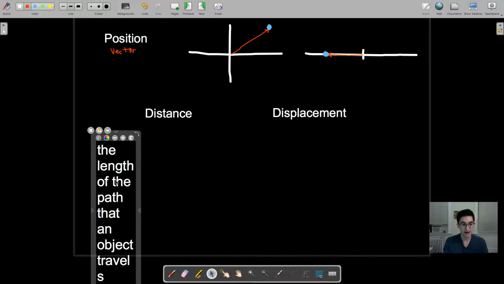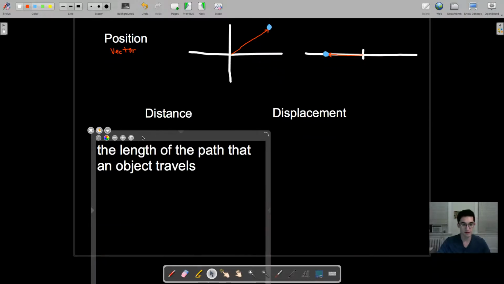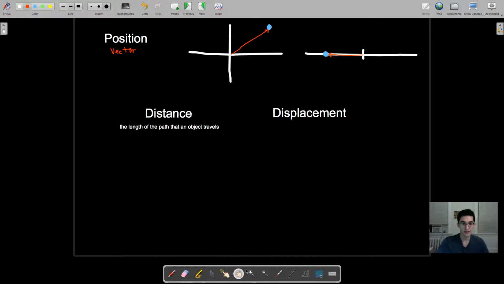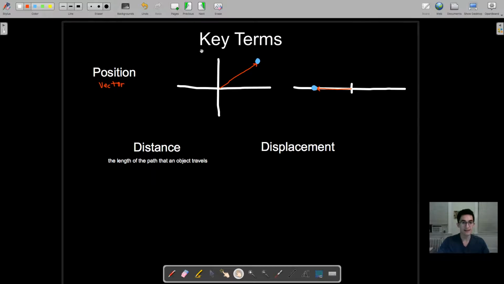The length of the path that an object travels. Okay, I'm going to make that a little smaller. It's a little large. So that is how we define distance. All right, and let's say this blue guy, he started at the origin, and the path he took to get from the origin to where he is now looked something like this. Okay. All right. Well, the length of this little swirly line would be the distance.